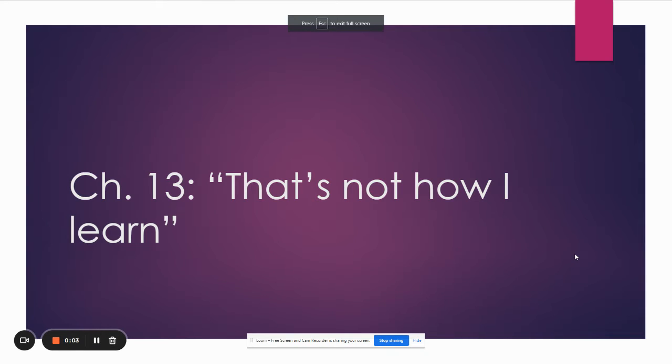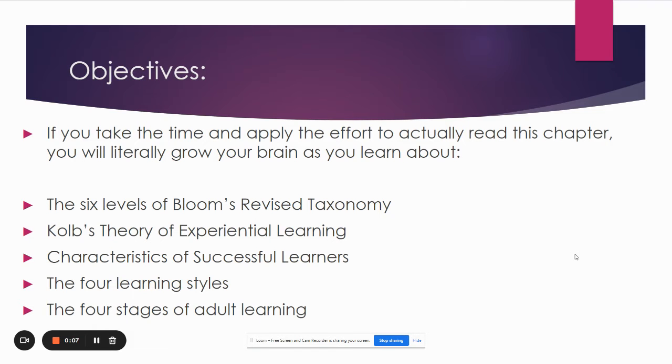Chapter 13 is all about how people learn and ways people learn. Here are the objectives for this chapter. These are the things you should know after we finish.